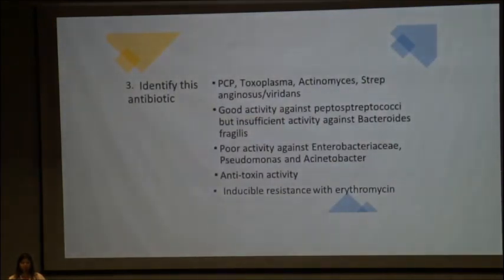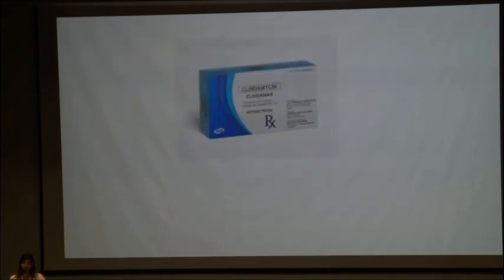And the last one, the one which acts on Pneumocystis, Toxoplasma, Actinomyces, some viridans and Streptococcus anginosus as well. Good activity against anaerobic streptococci, but no activity against Bacteroides. Poor activity against Enterobacteriaceae, Pseudomonas, and Acinetobacter. Also has an antitoxin activity and inducible resistance with erythromycin. So this is very simple, which covers mostly anaerobes and the gram-positives and the gram-negatives as well. Clindamycin, right? So it has an inducible resistance with erythromycin as well.